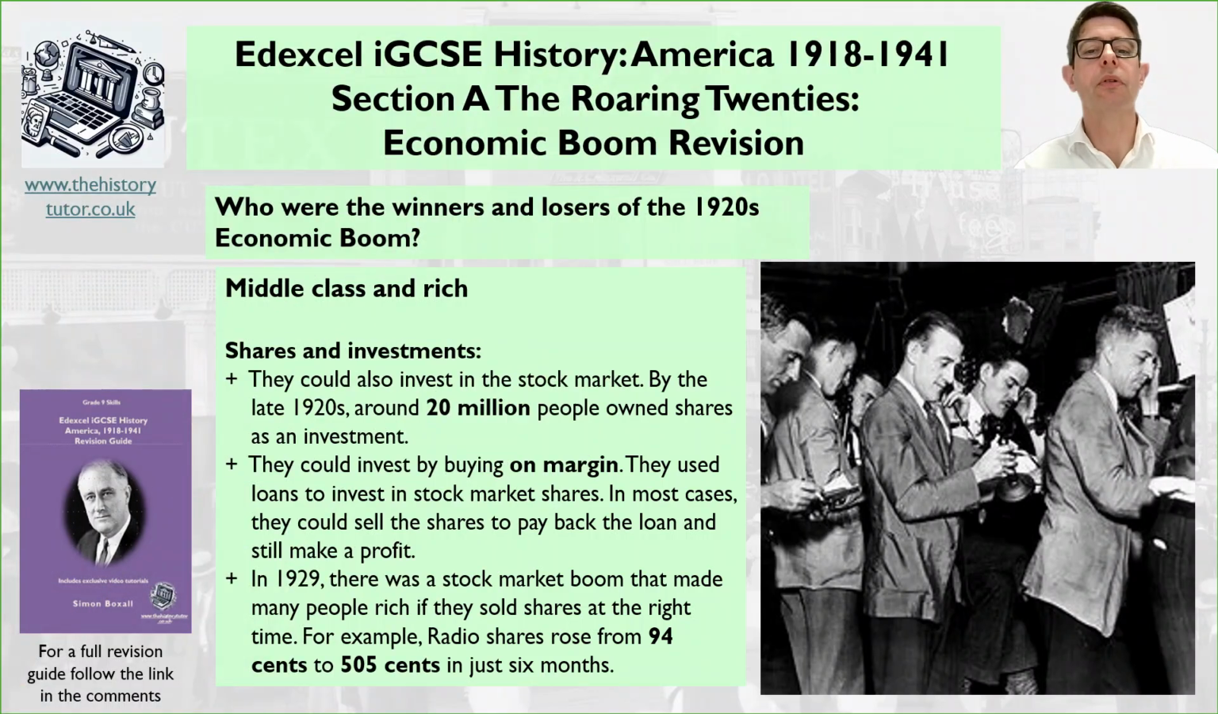Middle class and rich people also got involved in shares and investments. They could invest in the stock market. By the late 1920s, around 20 million people owned shares as an investment. They could invest by buying on the margin, as it's known. They used loans to invest in the stock market. In most cases, they would sell the shares, pay back the loan, and have a profit. Of course, this is what causes some of the stock market problems when it crashes. In 1929, there was a stock market boom, made many people rich if they sold shares at the right time. For example, radio shares went from 94 cents to 505 cents in just 6 months.